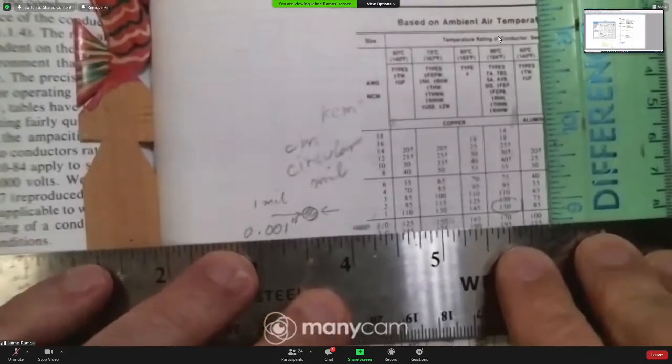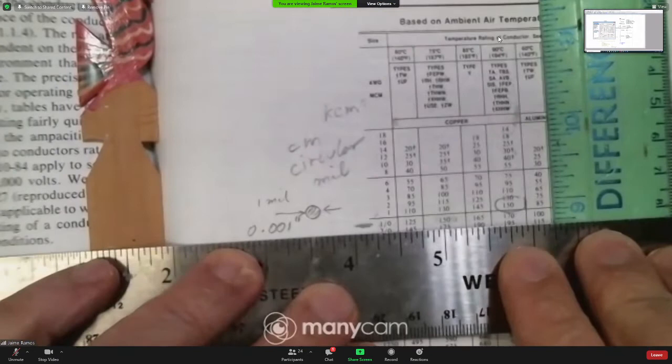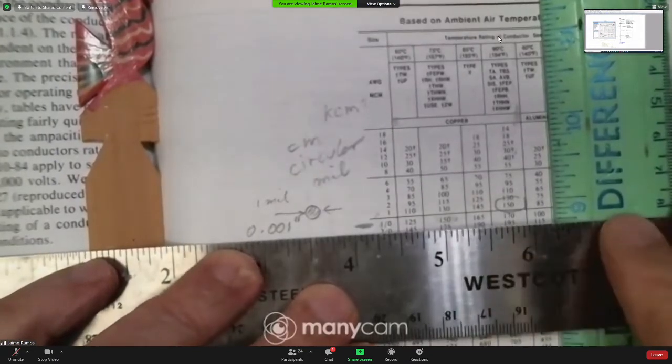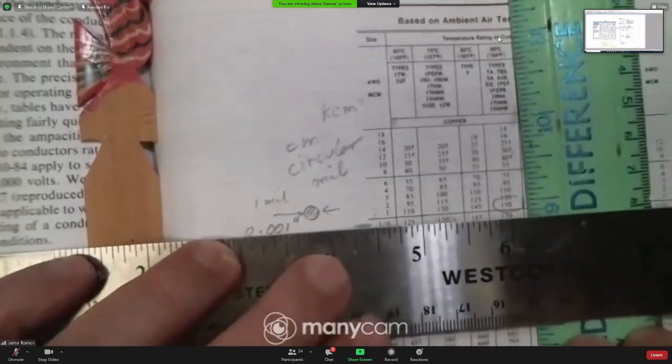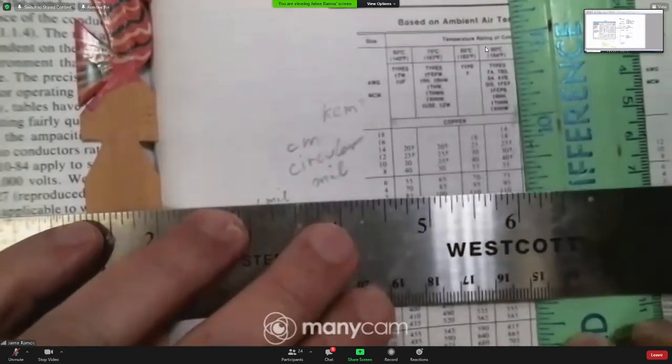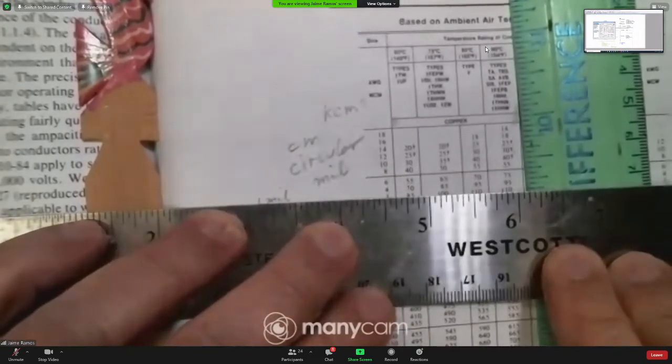Oops. No, it's got to be 100. Hold on. It's got to be here. 90. Okay, 95, right there. Number 4.